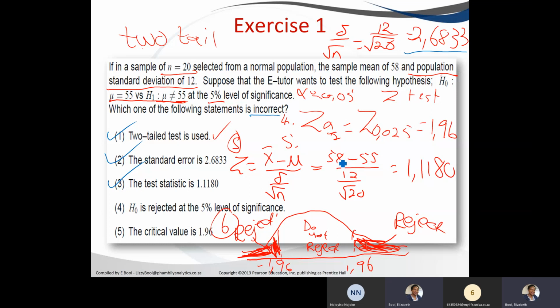Our test statistic was 1.1180. If this is 0, it will fall somewhere here. Therefore, it falls in the non-rejection region. Do not reject the null hypothesis. Here it says H0 is rejected, therefore that is not correct. Our critical value is 1.96, and we found that.